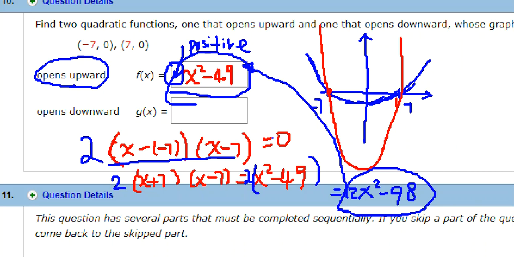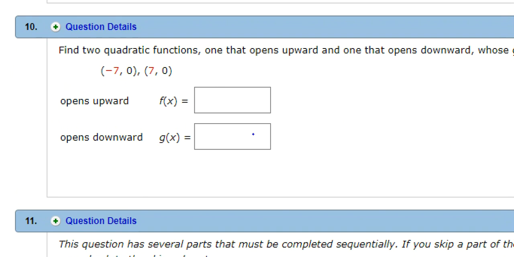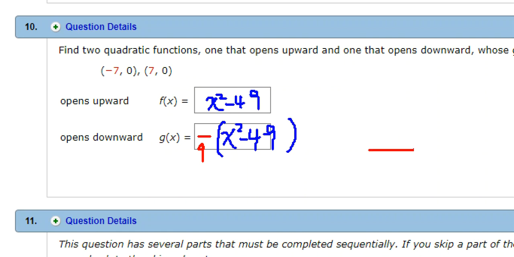Okay, now the other one, the second part, open downward. Previously, we already said x squared minus 49, right? One easy way to find one solution that's open downward is I'm gonna copy it down. And then what I need to do is I just need to add a negative sign. What does this negative sign do? Flip it upside down, okay?